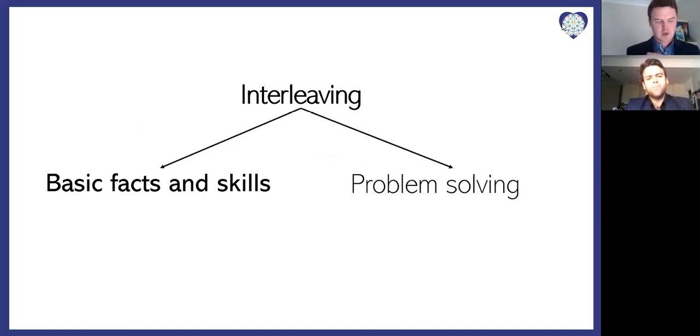Now, we also think it's important to make a distinction, or to think a little more about what we're actually interleaving when we're reviewing or providing practice of material. We think that you can provide interleaved practice of basic facts and skills, but you can also provide interleaved practice of problem solving. And we'll talk a little more, I know I'm saying this a lot, about why we think that distinction is important in a second.